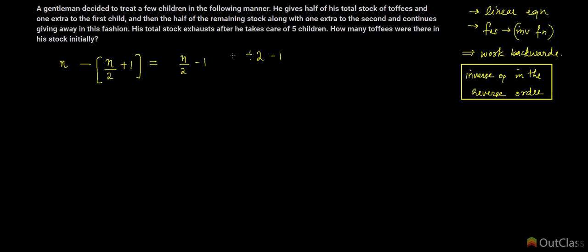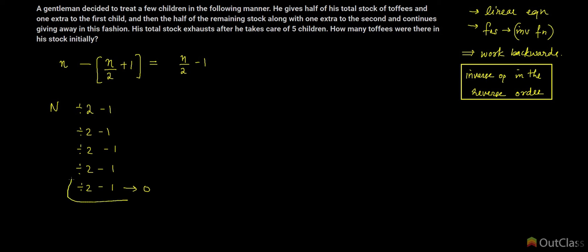So I have a number, and with an interaction it becomes divide by 2 minus 1. There's a second interaction, a third, a fourth, and a fifth, and then your final output is 0. Now you can actually do this in the reverse direction and find n. So you have to do the inverse operations in the reverse order.